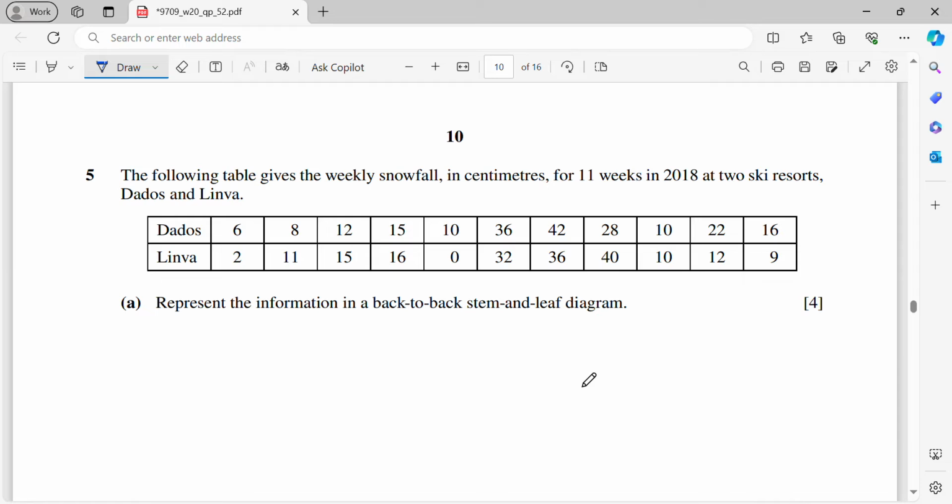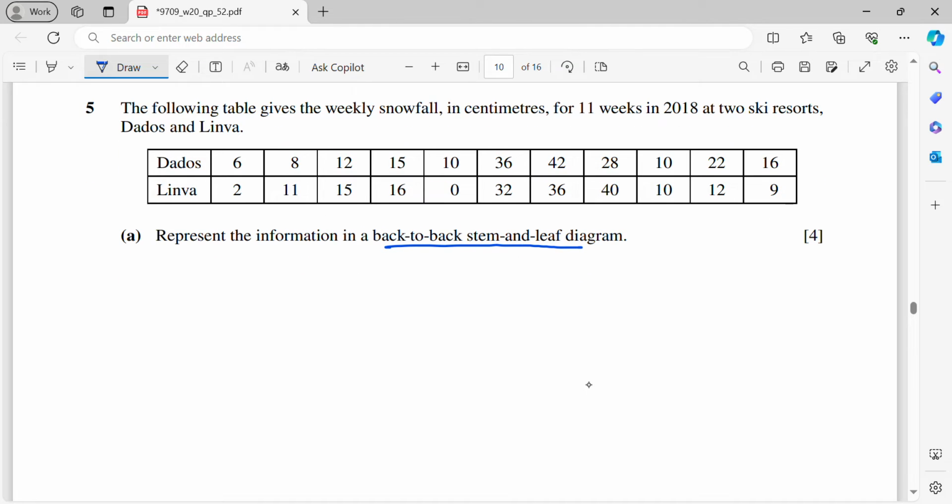Okay, question number 5. The following table shows the weekly snowfall in centimeters for 11 weeks in 2018 at 2 ski resorts, Dados and Linva. Represent the following information in a back-to-back stem and leaf diagram. So first of all, let's look at the smallest value. For Linva, 0 is smallest, biggest is 40. For Dados, smallest is 6, biggest is 42.